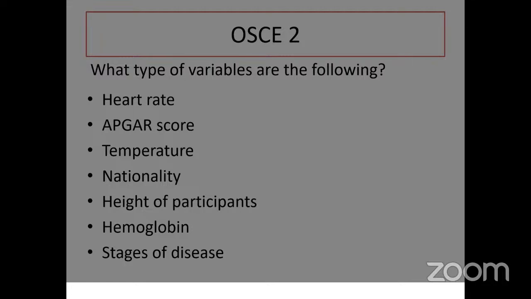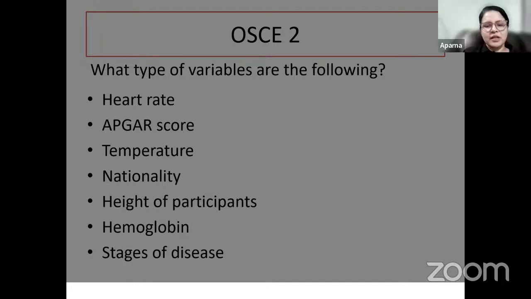So heart rate obviously is a numerical variable, right? Heart rate is going to be a numerical variable. But what type of numerical variable is it? Is it a discrete numerical variable or a continuous numerical variable? So let us discuss these things with examples.